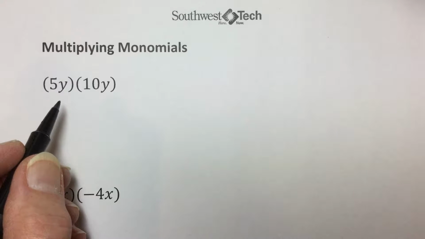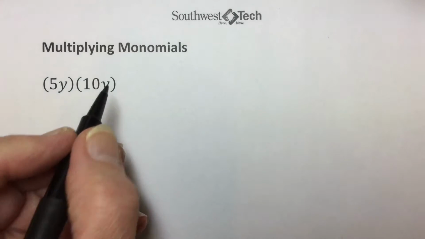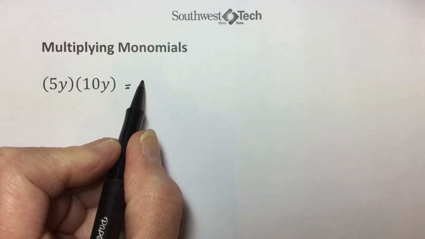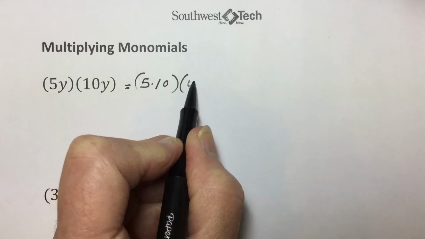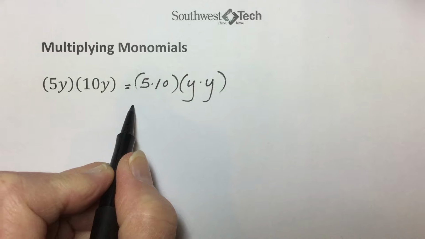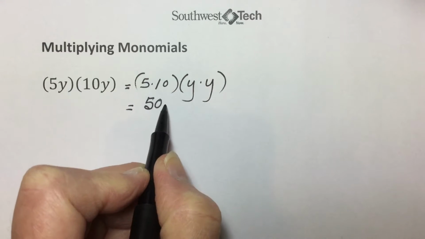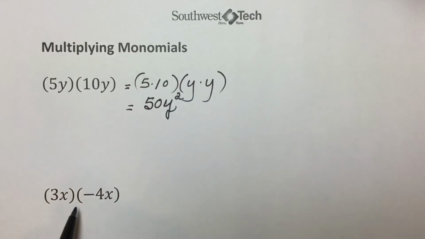To find an equivalent expression for the product of two monomials, multiply the coefficients and then multiply the variables using the product rule for exponents. In this first example, we will use the associative property, since this is all multiplication, to multiply the constants together and the variables together. Simplifying, 5 times 10 is 50, and y times y in exponential notation is y to the second power.